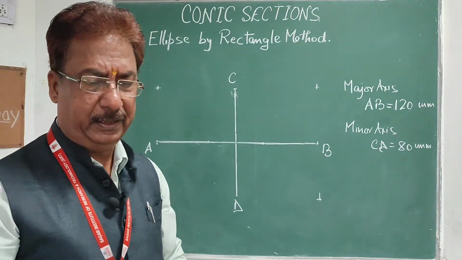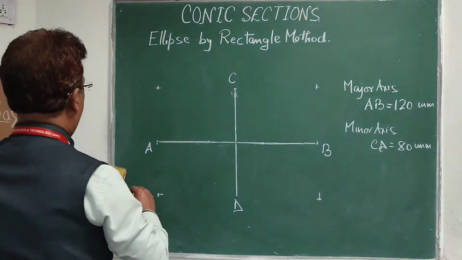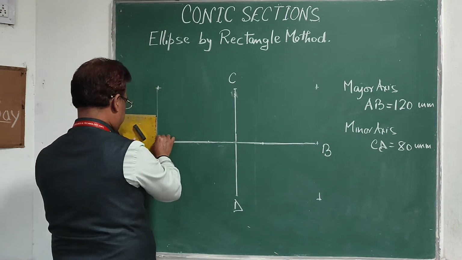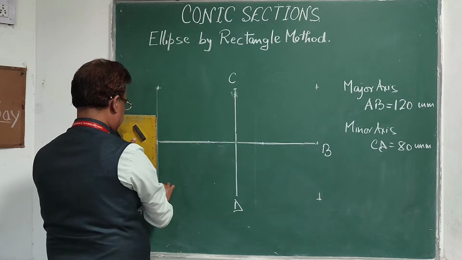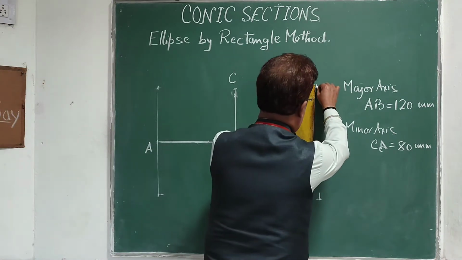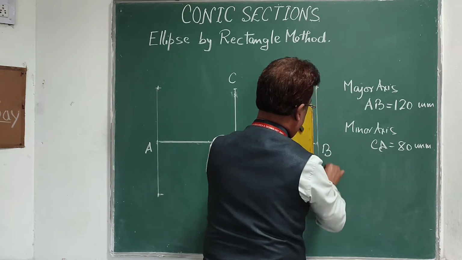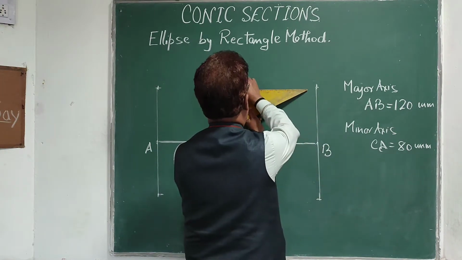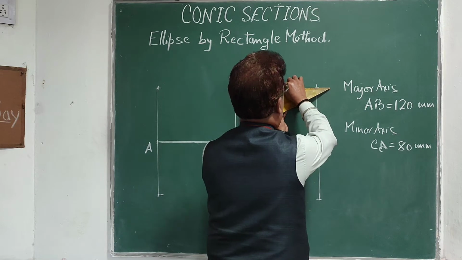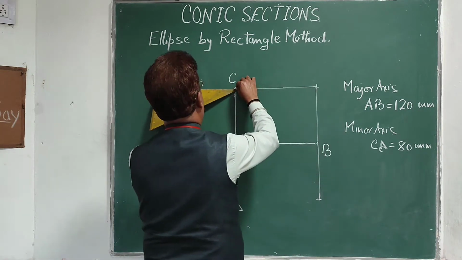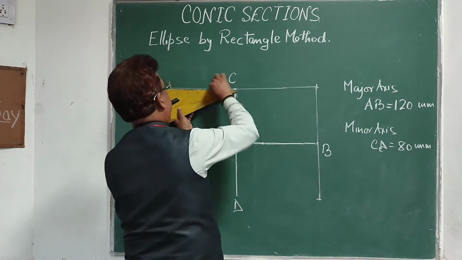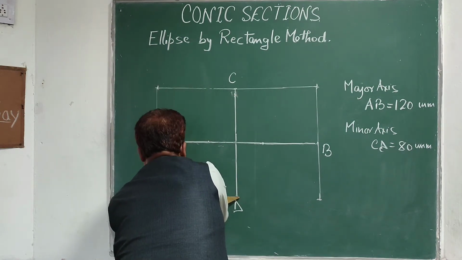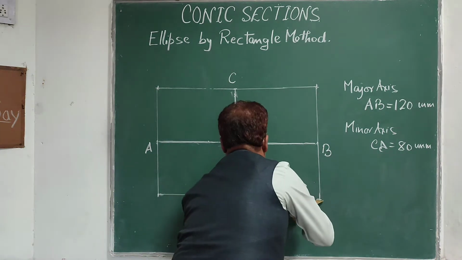So what I have done, I am going to draw a line from A that is parallel to CD, and also from B the line parallel to CD, and from C I will draw a line parallel to AB like this, and from D also I will draw a line parallel to AB.